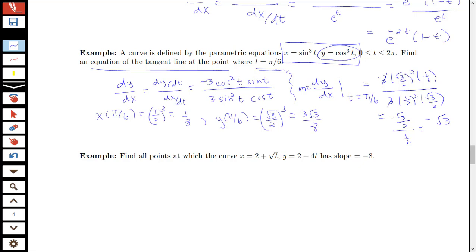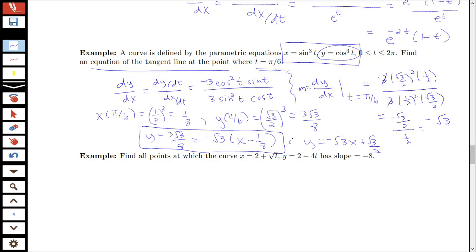So now I'm ready to write down the equation of my tangent line. I'm going to have y minus my y1, 3 root 3 over 8, is equal to my slope of negative root 3 times x minus 1/8. We could leave that as my final answer for the equation of the tangent line. If I wanted to write it in y equals mx plus b form, I could move things over a little bit. I have y equals negative root 3 x plus root 3 over 2.